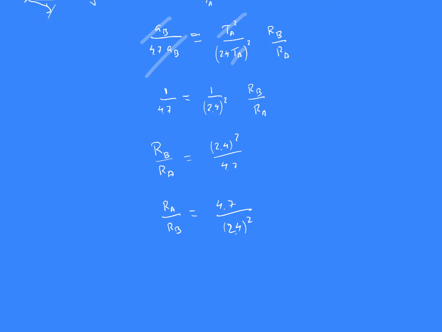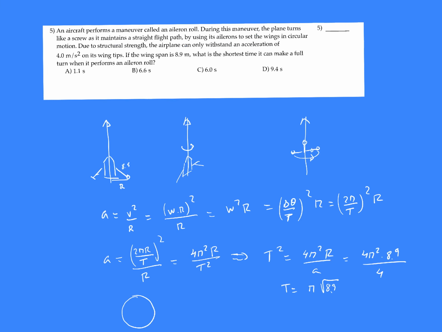Check if it's correct. Okay, let's say this problem. Let's say like this: an aircraft. This is the aircraft. It makes a maneuver called an aileron roll.